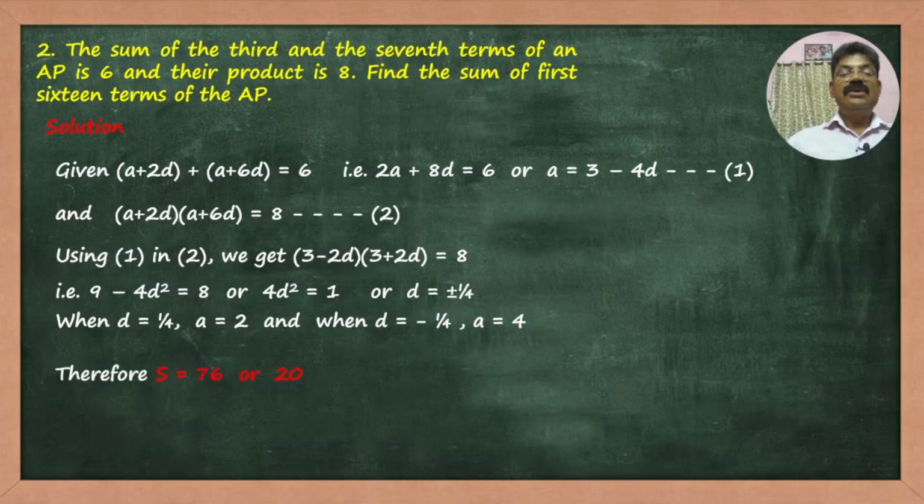Therefore, s is equal to, for the first arithmetic progression, 76. For the second arithmetic progression, it is 20. You can easily calculate it because a is known, d is known, n is also known. Therefore, for the first case, s is equal to 76, and for the second case, s is equal to 20. Okay.